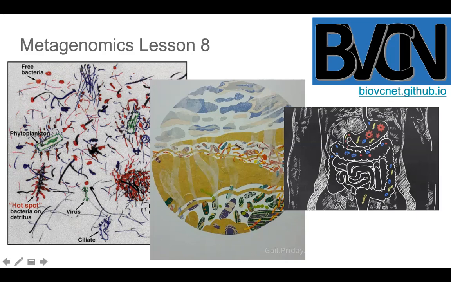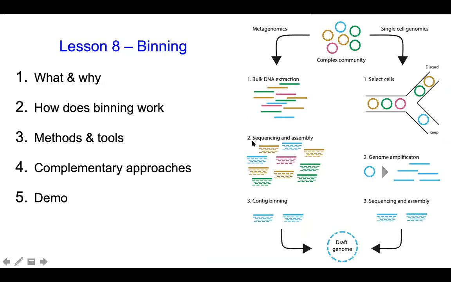We'll start by going through what binning is and why you would do it. Then we'll go over the principles of how binning works. We'll highlight some of the methods and the tools, and we'll discuss some complementary approaches that try to achieve the same thing, which is trying to separate your individual organisms out of your complex community data. And then finally, we'll go on and do a little bit of a demo of how the various tools work.